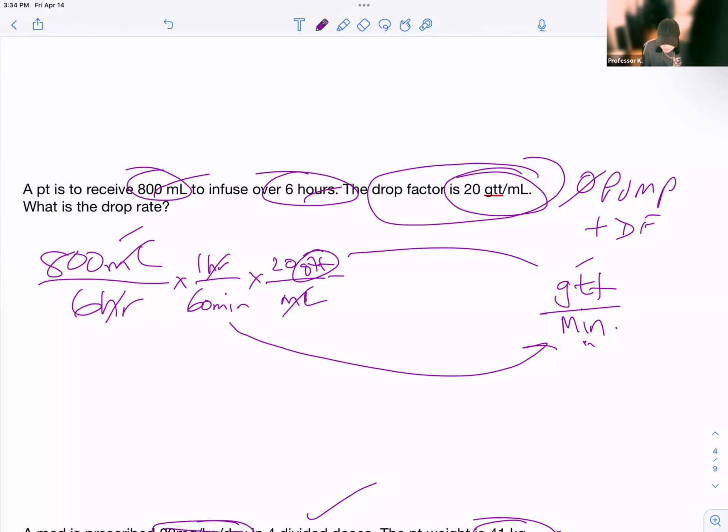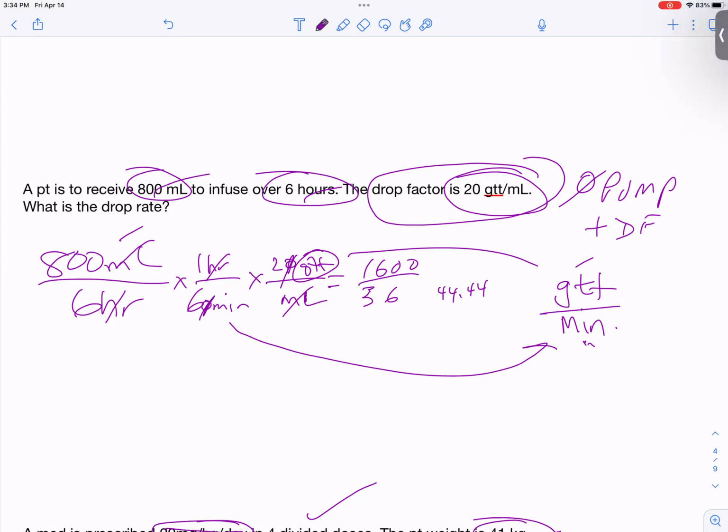So when I do the math, it's 1600 over 36. Did I cross off? Oh, I might have crossed off a 0. Sorry. I do this to you guys all the time. 36 divided into 1600 is 44.44. I cannot split a drop unless I'm Latoya. All right. But you can't split drops. Sorry. No, it's good. You can't split drops.